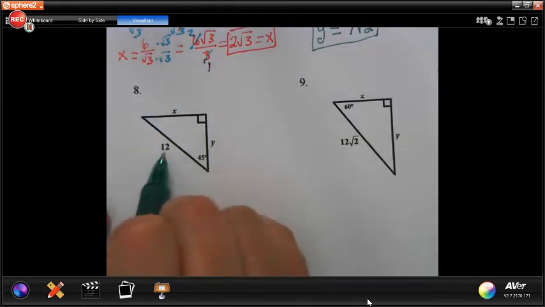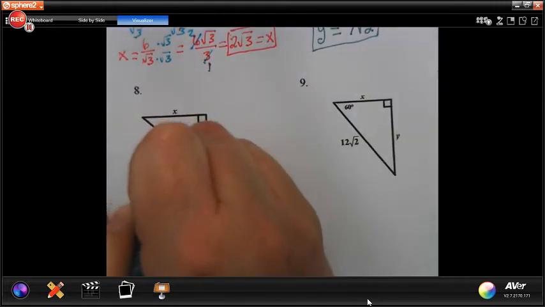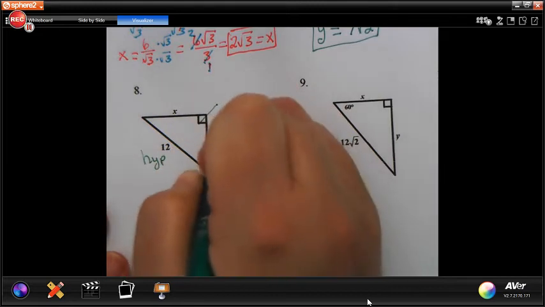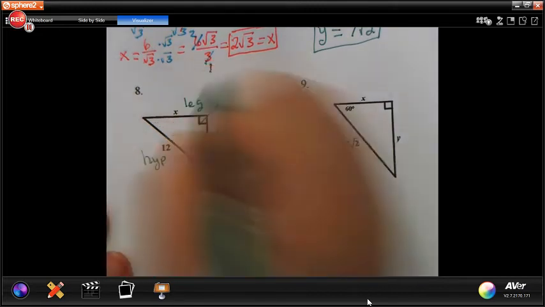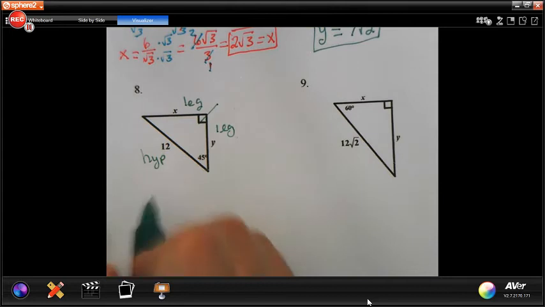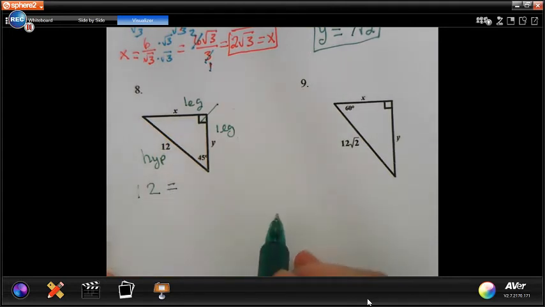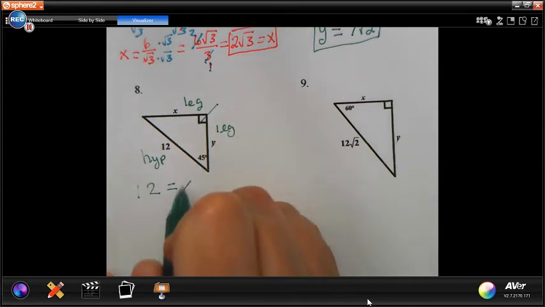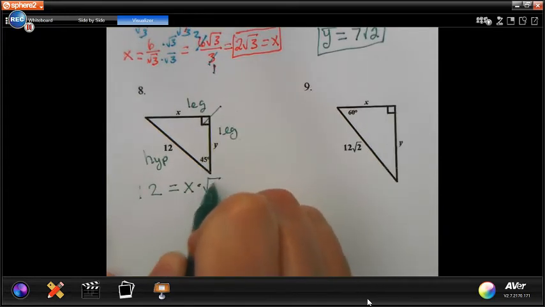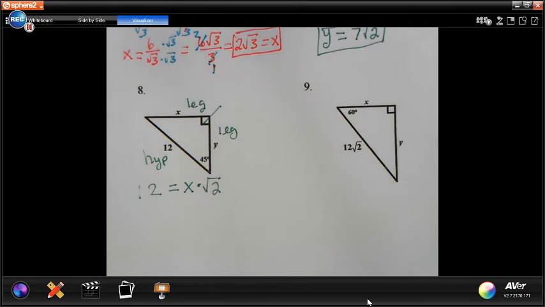Hypotenuse is 12. This is the hypotenuse. The right angle. This is leg. And this is leg. Okay. Hypotenuse is 12 equals our leg. Pick a leg. It doesn't matter. Times radical 2. Got to solve for x. So the opposite of times is divide.